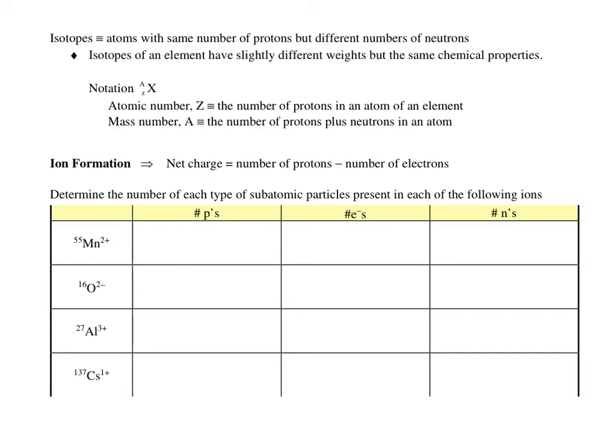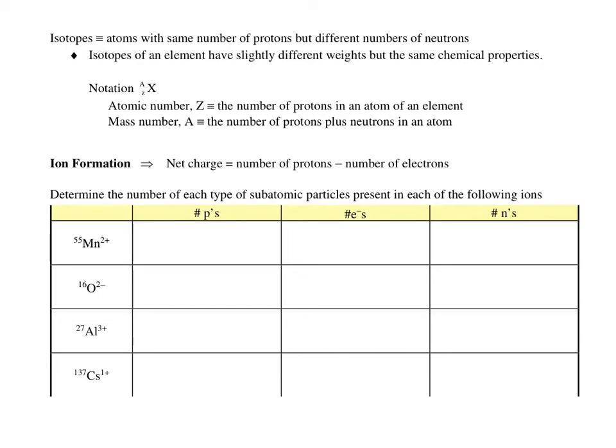Every element has at least one isotope. Isotopes are atoms that have the same number of protons but different numbers of neutrons. Neutrons have 0 charge, but they have about the same mass as a proton. The notation of an isotope is given here. We have a preceding superscript, which corresponds to the mass number, and a preceding subscript, which corresponds to the atomic number.